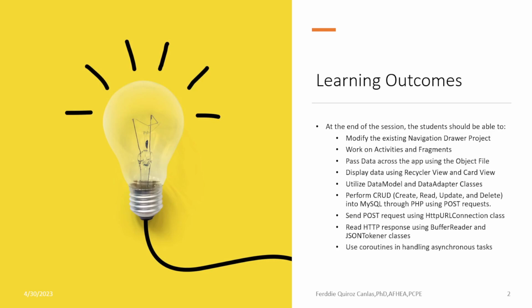And then we're going to read the response from our web server using the BufferedReader, and we're going to parse and read the data using the JSONTokener class. And then to handle asynchronous tasks, we will be using coroutines in handling tasks to avoid your app from freezing up.